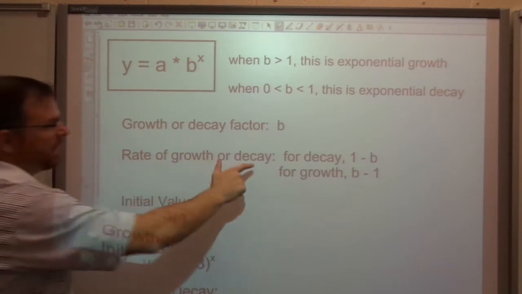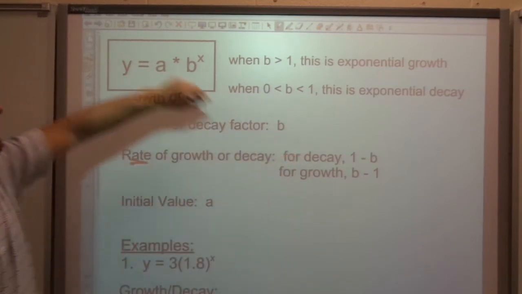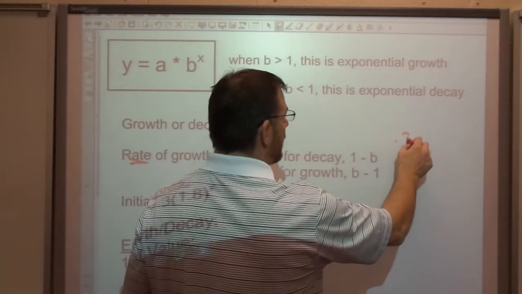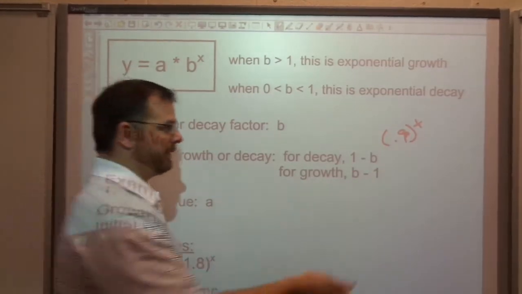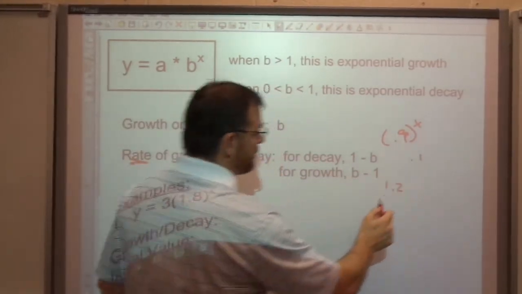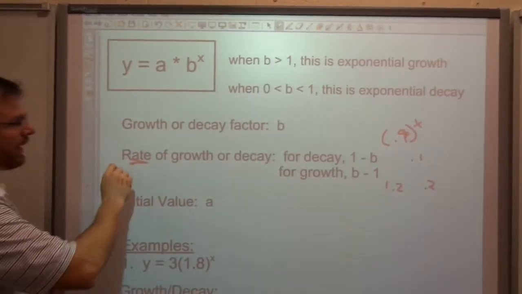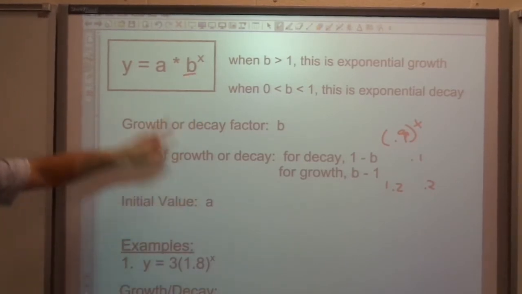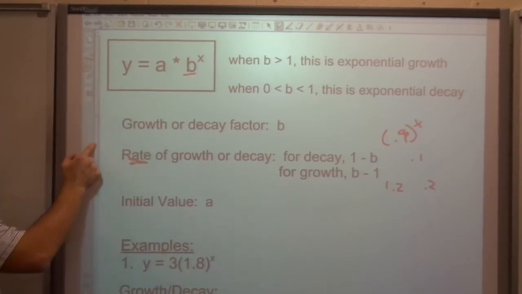The rate of growth or decay, when we talk about rate, how much is it going up or going down? If it's decay, it's how much less is this number than 1. So if I have a decay rate, if this is like 0.9 to the x, then the decay rate is how much below 100% is it? And it would be 0.1. But if I have it above, like 1.2, we would say then the rate is just 0.2. How much above 1 is it? Basically, this is saying how much above or below 1 is this number here. And then the initial value here is a. When we talk about money invested, this is our starting amount. So, 2 examples.